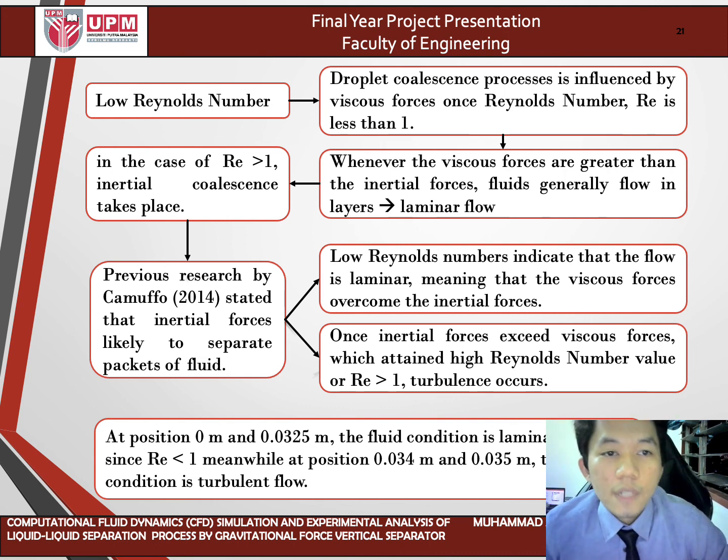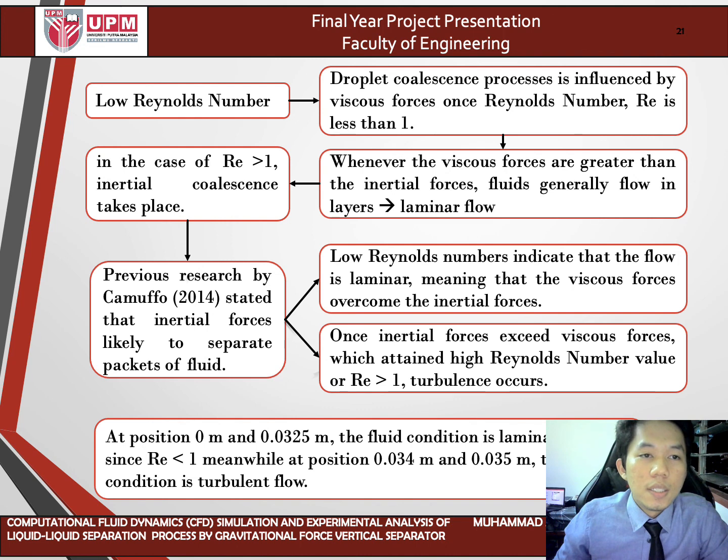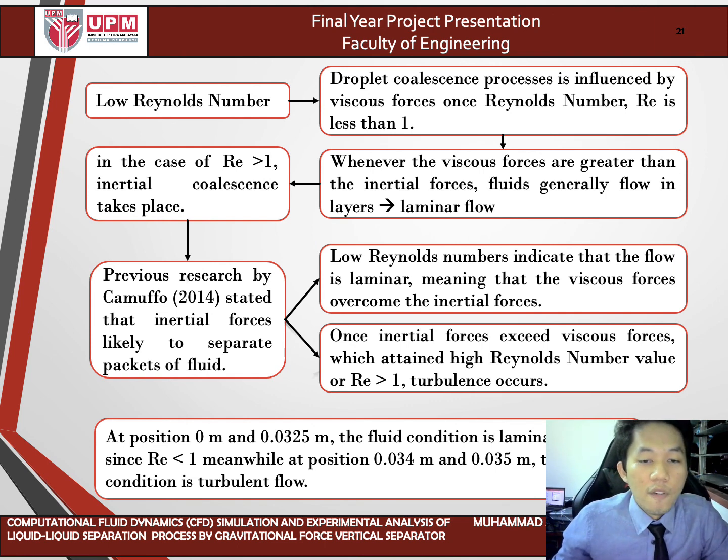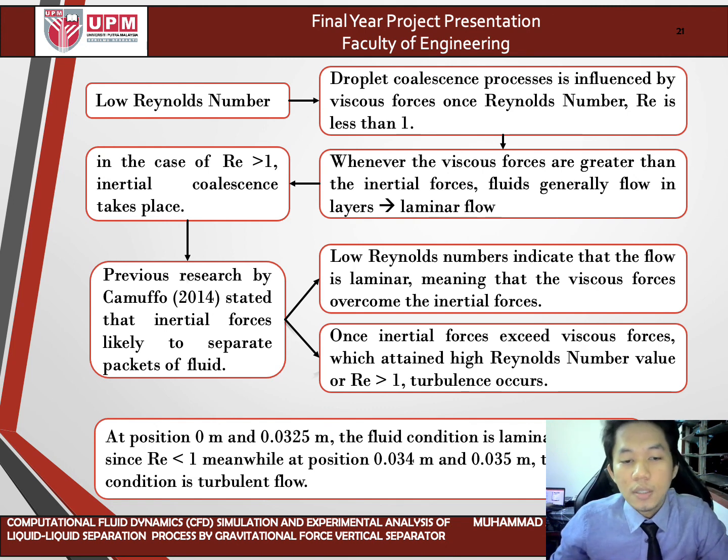What can we get from the previous figure is the low Reynolds number. In the case of Reynolds number greater than 1, the initial coalescence takes place. Based on previous research, when the Reynolds number is greater than 1, turbulence may occur. So what can we conclude? That at position 0 to 0.0325 meter, the fluid condition is laminar, since the Reynolds number is less than 1. Meanwhile, at the outlet region, the condition is turbulent flow.